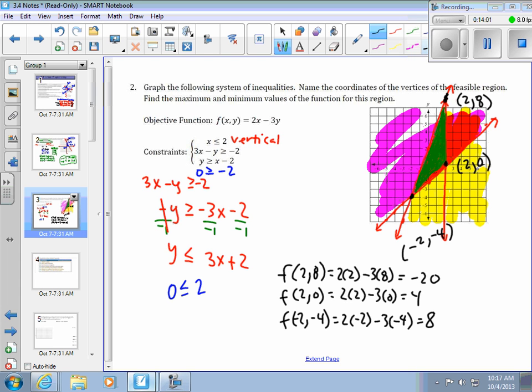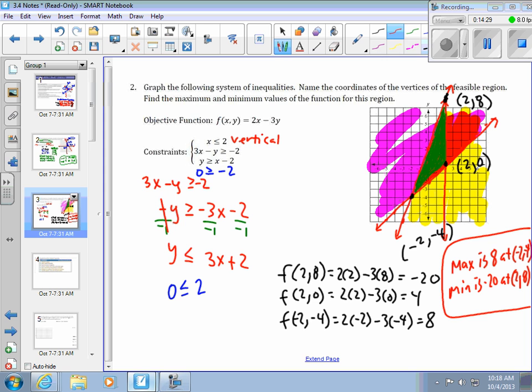So now to answer the question, you want to see what your minimum and maximum are. On this one, our biggest value, our maximum, is 8 at the point (-2, -4). And our minimum, our smallest, is -20. And that occurs at the point (2, 8). So that would be the answer for that one. So you want to find where your min and max are.